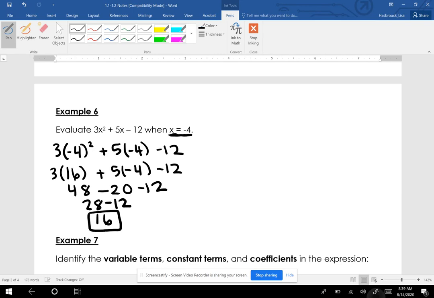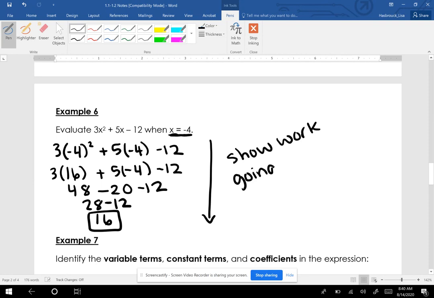So notice when I show my work, this is going to be important when you do your homework, I show it going down the page. This is what you want to do as well. Show work going down the page. I know this was in your syllabus, but I like to reiterate it when we go over notes and lead by example.